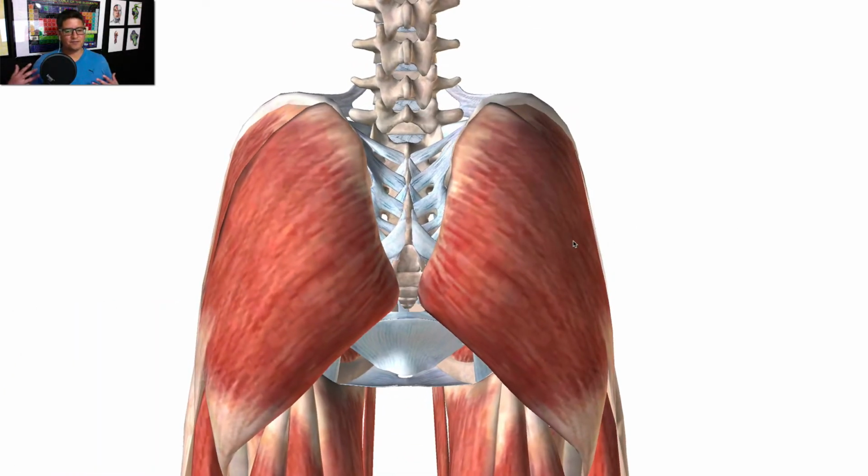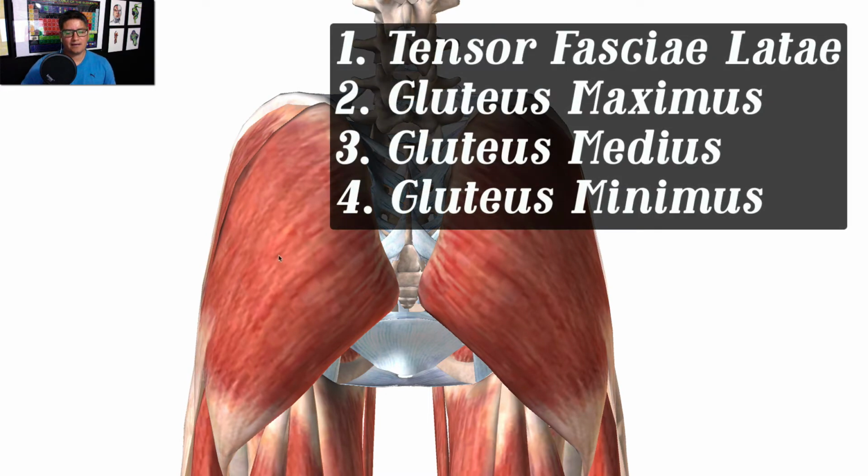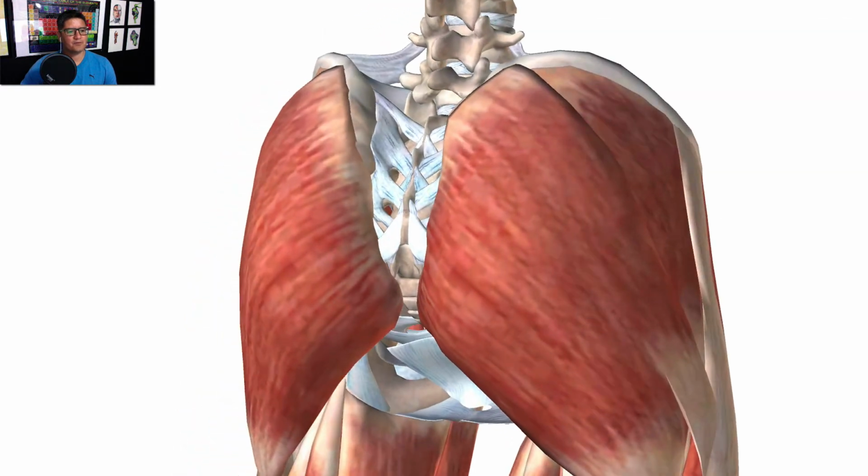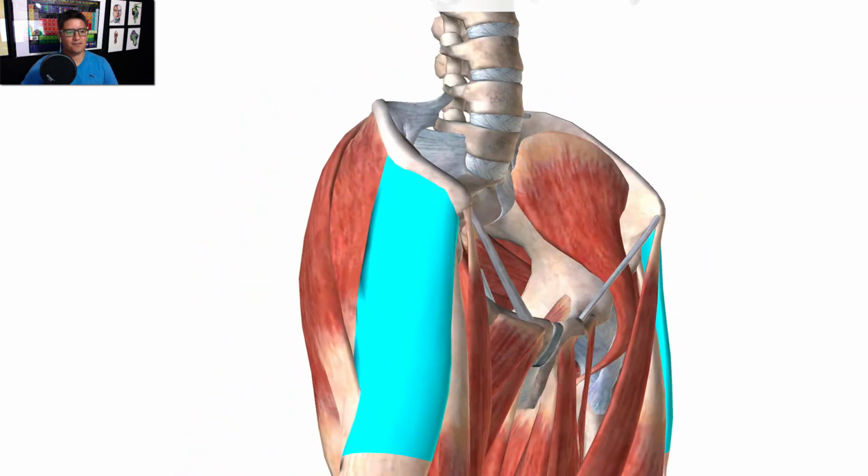There are a lot of muscles that we're dealing with here on the posterior side. In this video, we're only going to deal with 4 muscles, okay? And here, as you can see, I'm looking at the posterior end. My first muscle that I'm going to discuss is called the tensor fascia latae.